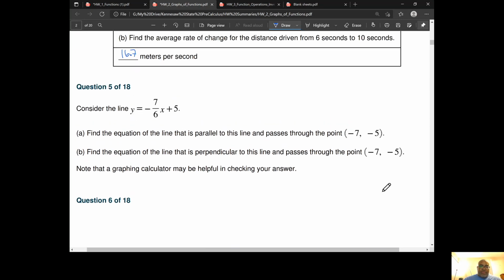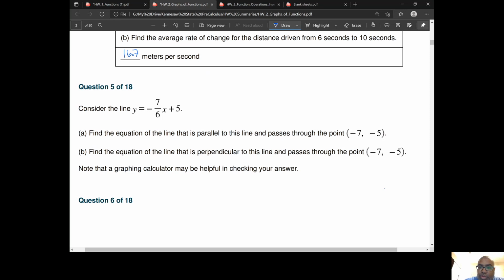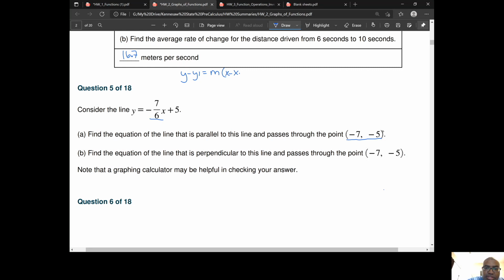This is fun, but not fun at the same time. So we have a line here. Find the equation of a line that's parallel to this line and passes through the point -7, -5. So we're going to do something called point slope form to help us. It is very simple, but the main idea is that we need a point and a slope. We have a point, and we have the slope. So the point slope form is y minus y sub 1 is equal to m times x minus x sub 1.